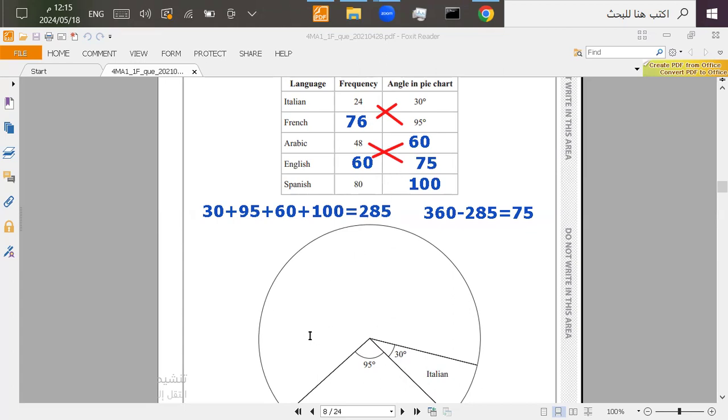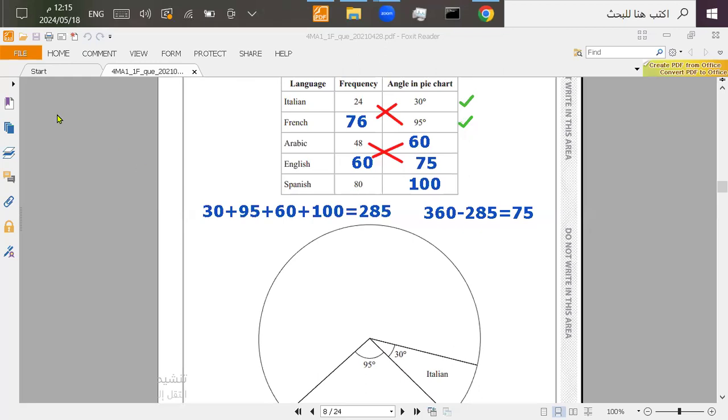Now we're going to come to the pie chart and finish the rest of the information using the angles that we have here. First, we know that this is 95 and this one is 30. So I'm going to draw something almost the same like this, okay? So they did the 30 and the 95.